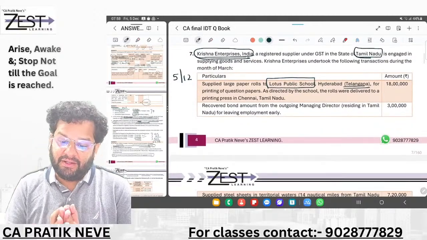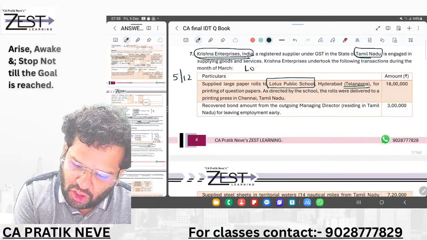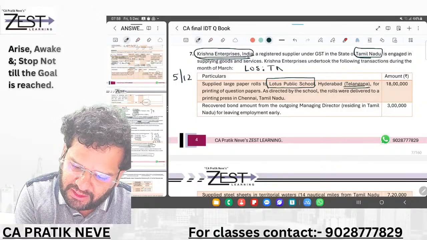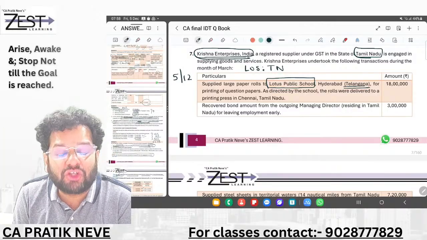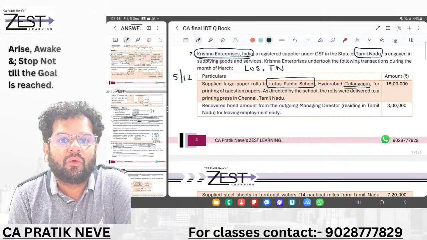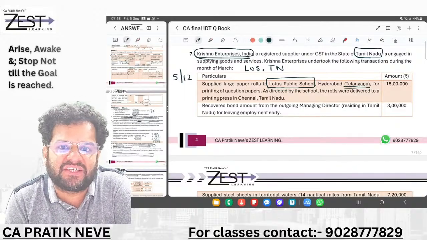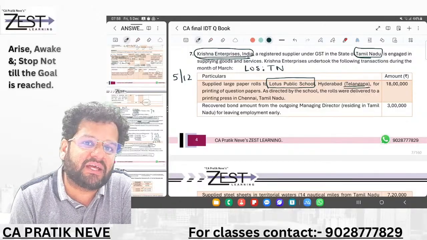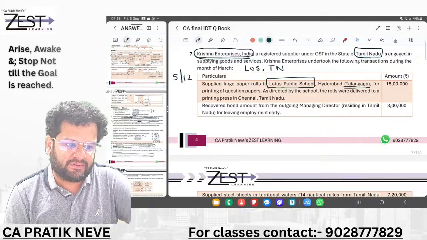Understand? We are in Tamil Nadu. So can I say location of supplier is Tamil Nadu? Now keep on identifying place of supply also. Why? Because location of supplier and place of supply, if in the same state, CGST plus SGST. If in different states, then IGST.